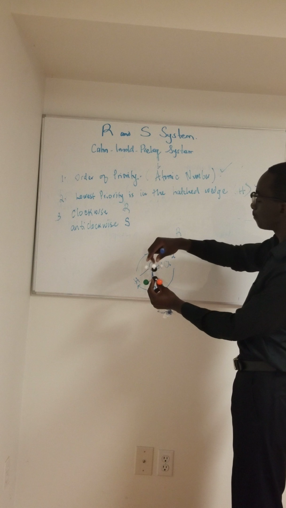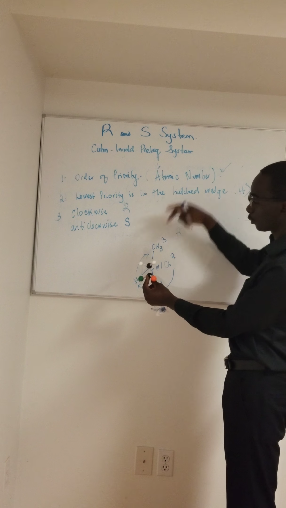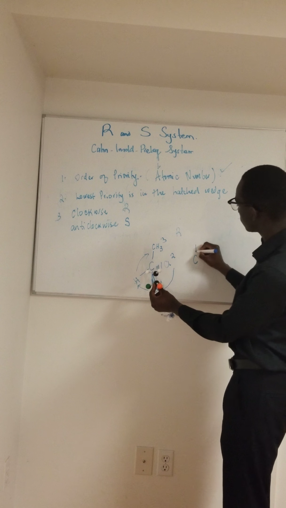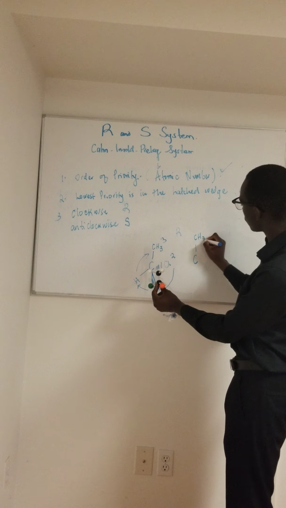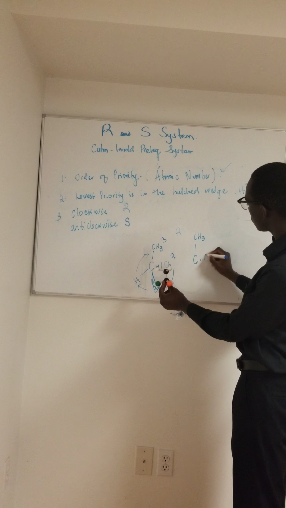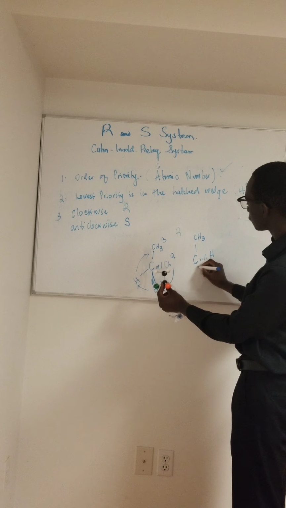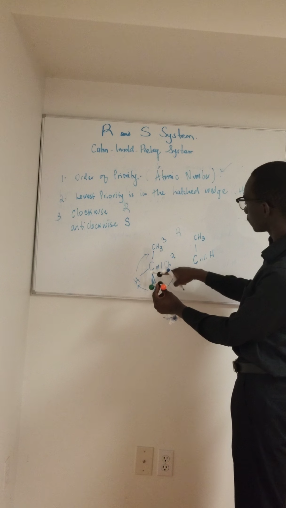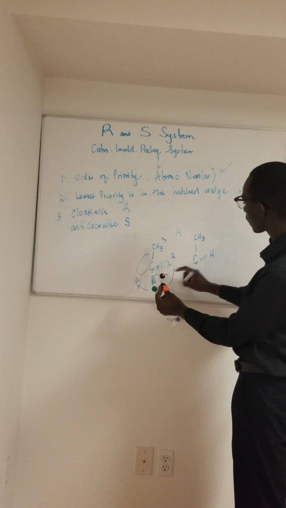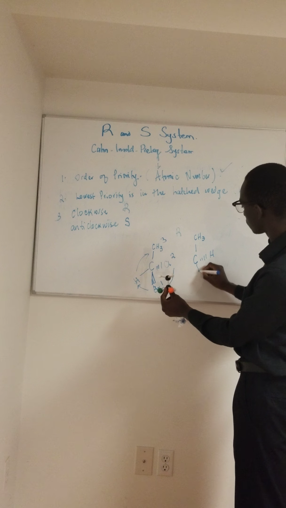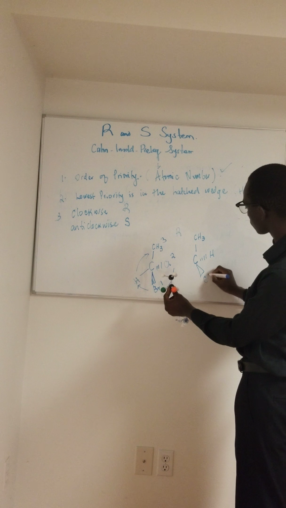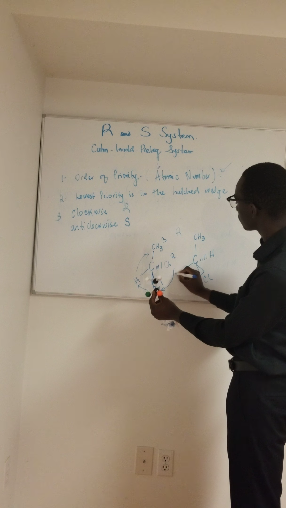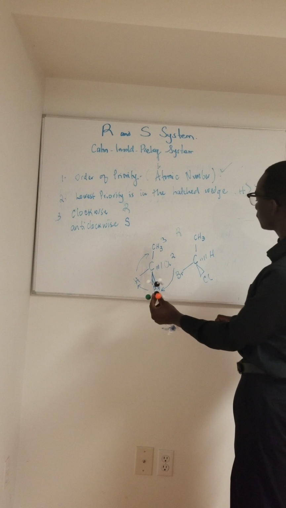Remember, this methyl group didn't move because it's on top. So our final compound will be CH3. Then the hydrogen will go back. Now the chlorine will come in this position where the bromine was, and then the bromine will go in the position where the hydrogen was. So now this is our final structure.